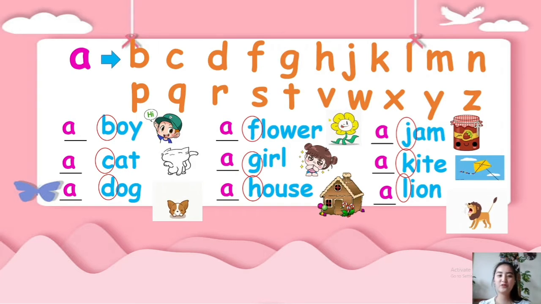Okay, very good everybody. Let's start from the first one. Please repeat after me. A boy, a cat, a dog, a flower, a girl, a house, a jam, a kite, a lion. Okay, very good everybody.